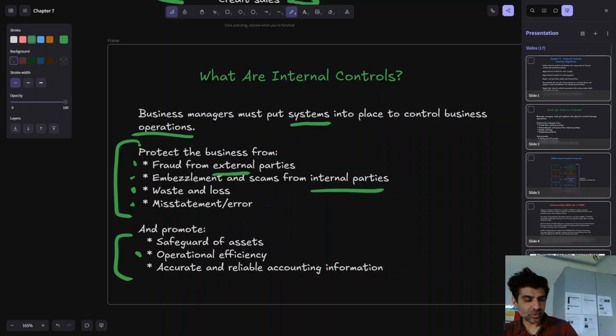This kind of is related to these two. So these two are related. Waste and loss are going to obviously make your business less efficient. And same thing with misstatement or errors.